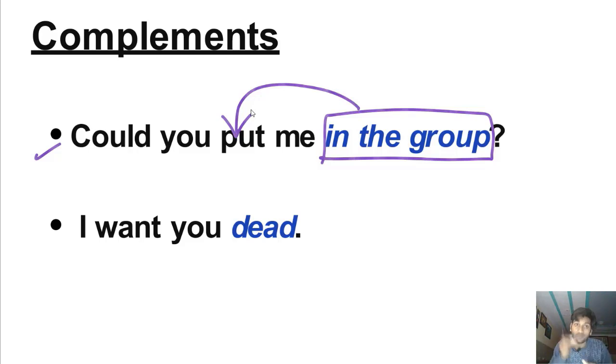So you always talk about where you put something. Could you put me where? In the group? Could you put me in the group, in the team, in the room, something like that, all right? So in the group is a complement to the verb put.